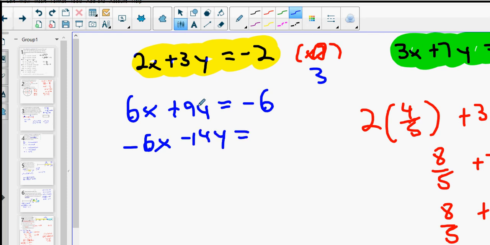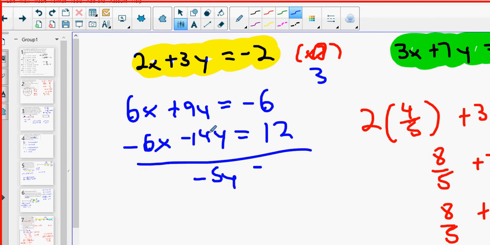What's that, 12? Then minus 5y equals 6, and then divide by minus 5 and you get 6 over 5. That way is a lot quicker, just to restart the question. Yeah, it's alright.